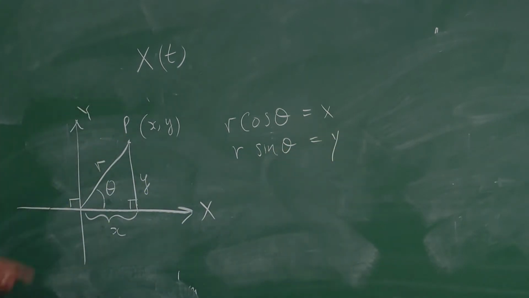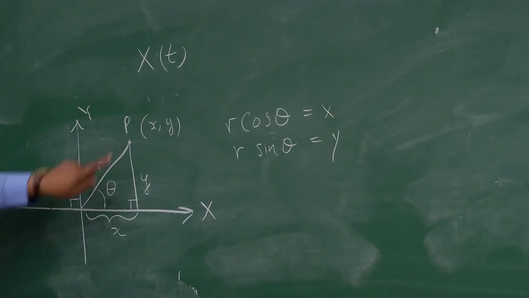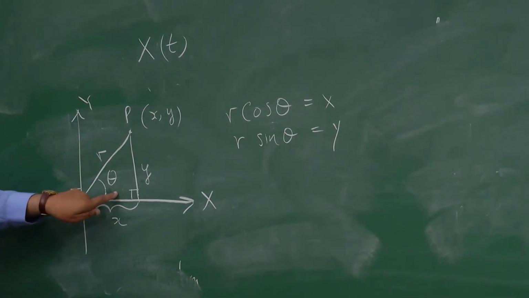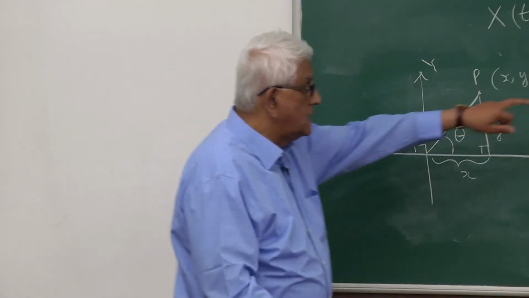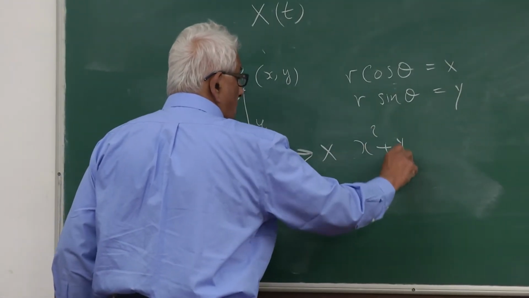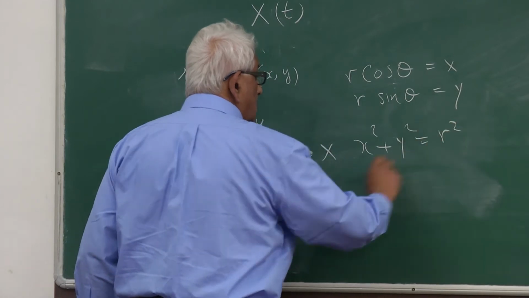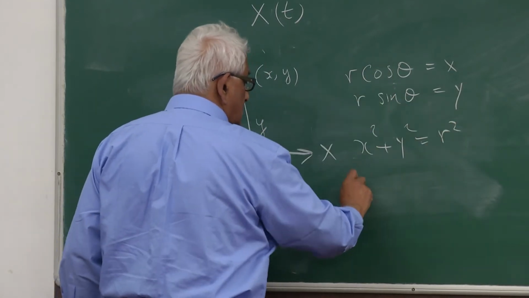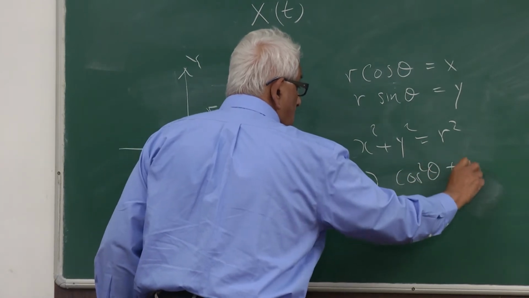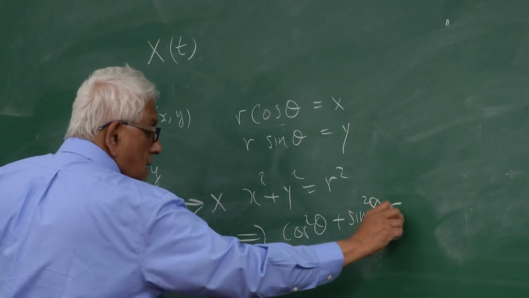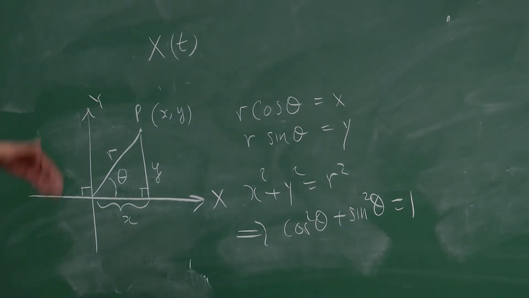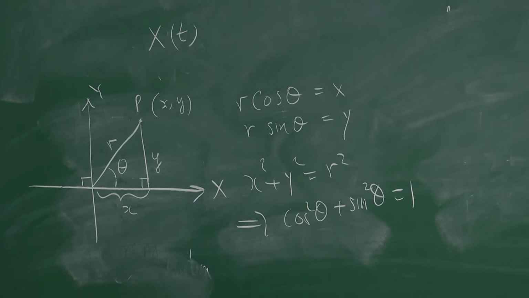In other words, the same point can be represented as x and y or by r and theta, right? And then Pythagoras tells you that x squared plus y squared is r squared, and that implies that cos squared theta plus sin squared theta is equal to 1. Okay? This we talked about, and we will be making use of this result later on.